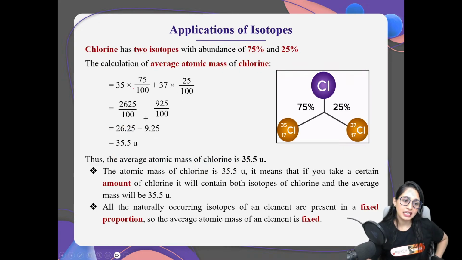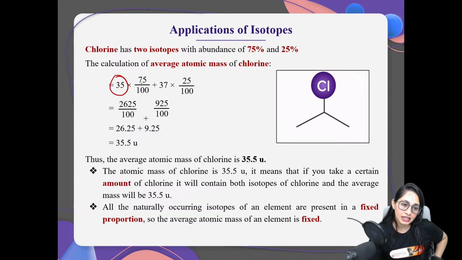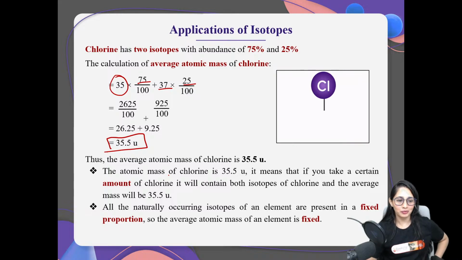How do we do that? This is how we do that. Chlorine-35 exists at 75% in nature. I'll tell you how. Okay.